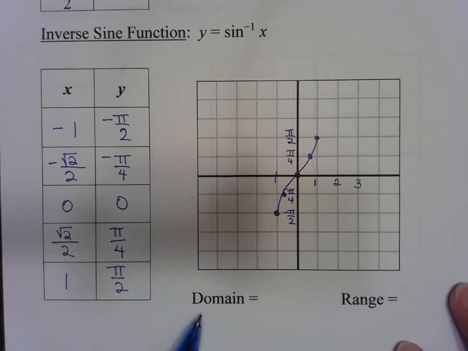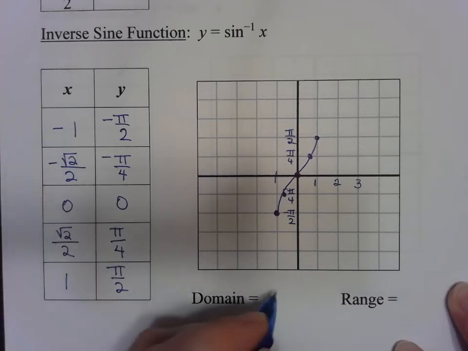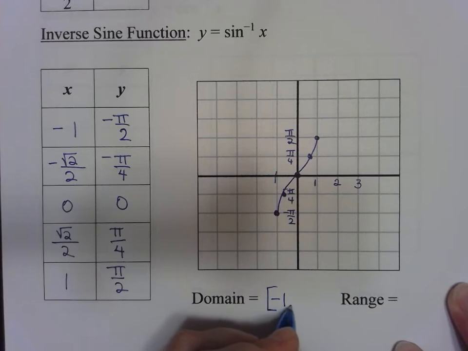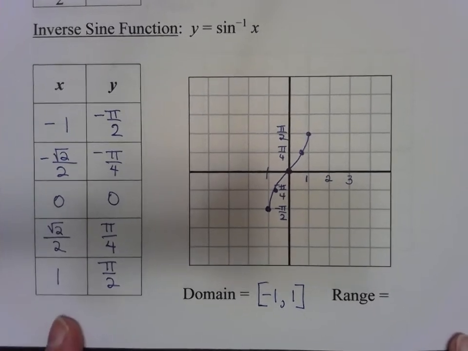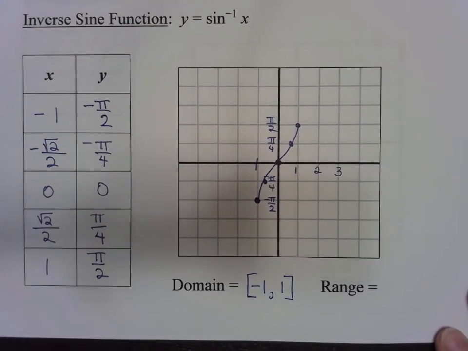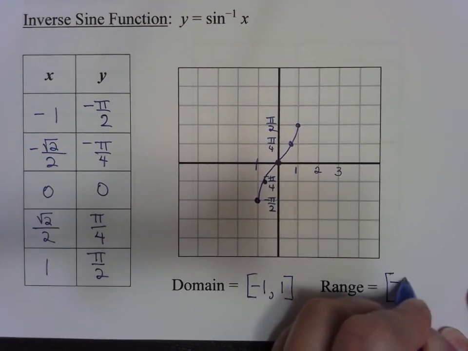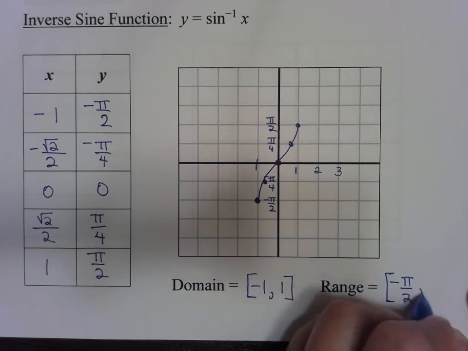All right, the domain here, that's the values for the sine, so they're going to go from -1 to 1. And the range, because we're using that restricted domain for the sine, is going to be from -pi/2 to pi/2.